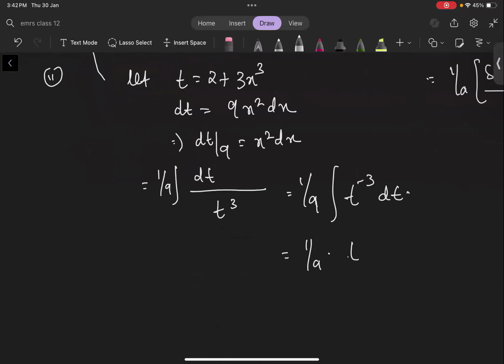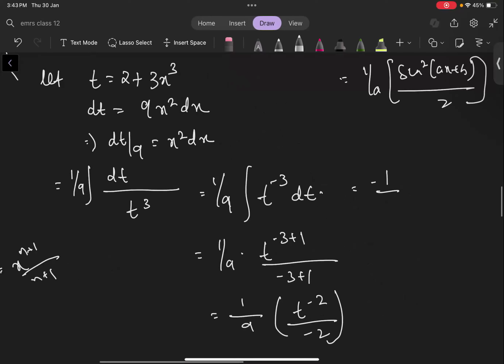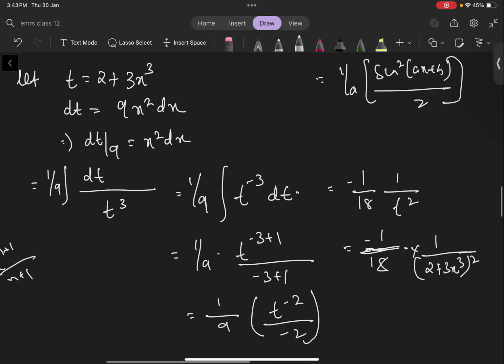So this is nothing but t to the power minus 3 plus 1. Which formula will we be using here? Integration of x to the power n is x to the power n plus 1 divided by n plus 1. Now this is nothing but minus 3 plus 1 divided by minus 3 plus 1. So 1 by 9 times t to the power minus 2 by minus 2. This will eventually give me minus 1 by 18 t square, and the value of t is 2 + 3x cube, whole square. So this is the final answer to this question.